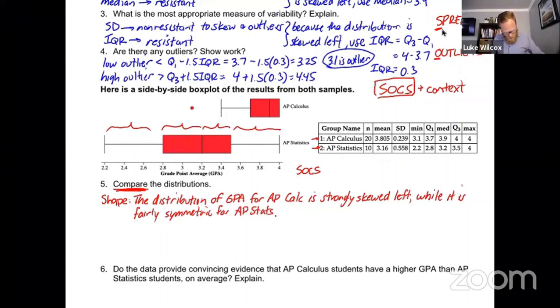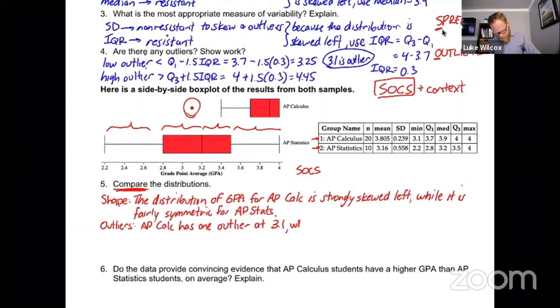Okay, next thing we want to address, I'm just going to go in the order of SOX here. So outliers would be next. And we've already determined that there is in fact an outlier for AP Calculus. So we're going to say AP Calc has 1 outlier at 3.1. And based on the box plot here, we don't see any outliers, right? An outlier would be indicated with a little dot or a star of some sort. We don't see any outliers for AP Statistics.